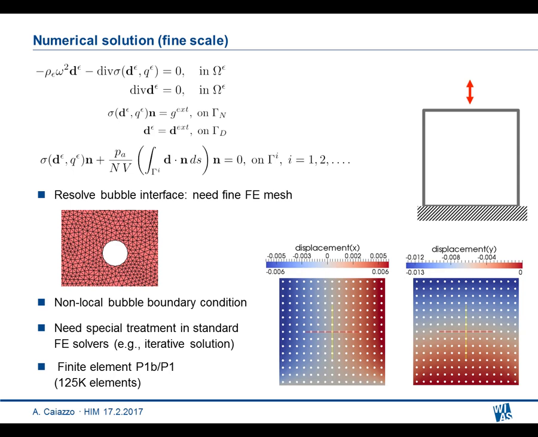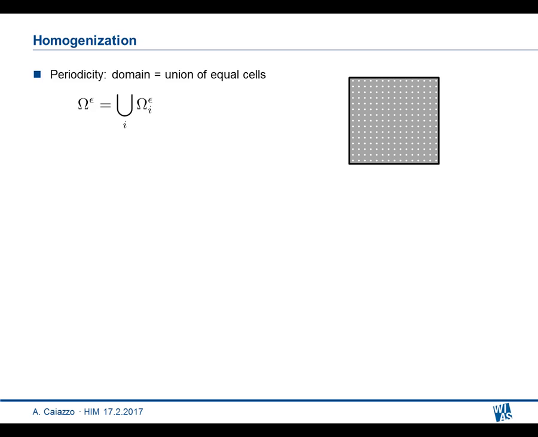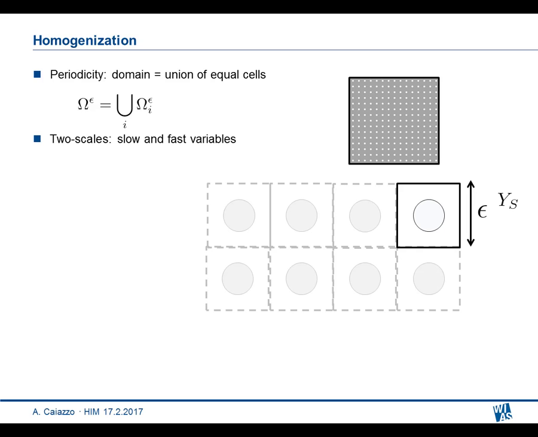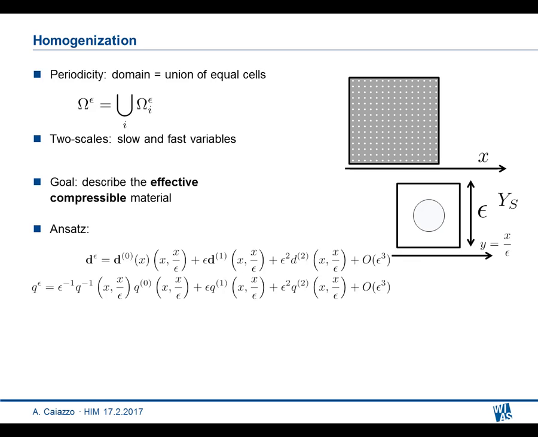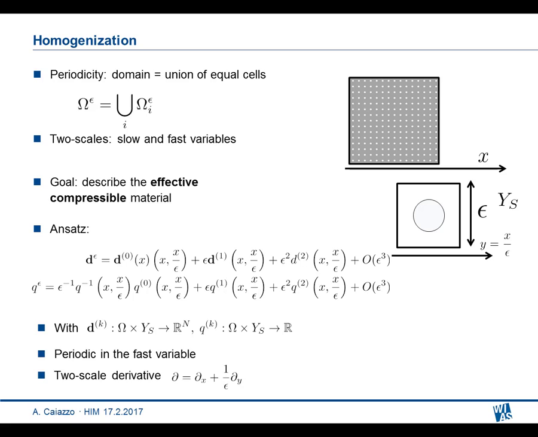We don't want to do this always, so we try to homogenize the fine scale. We use periodic homogenization, so we now have a slow variable called x, and a fast variable on the small cell called y, which is x over epsilon. We want to describe the effective material on this scale. So we use asymptotic expansion: we expand D and Q in series of epsilon. And we assume, of course, that these two variables are periodic on this cell.